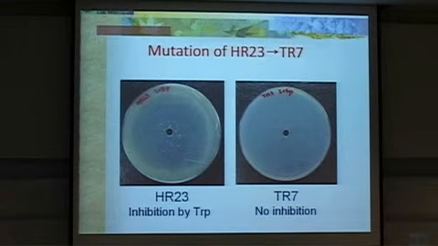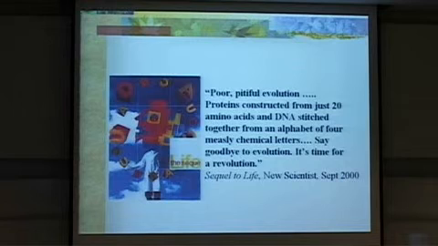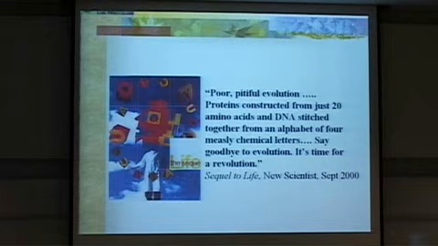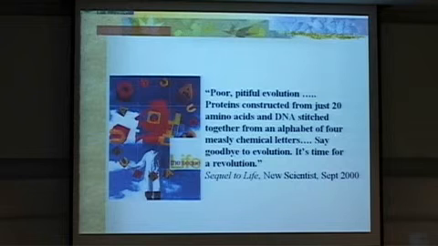So this work has established that the alphabet can change. And in this article in New Scientist, the author says, "Poor, pitiful evolution, and proteins constructed from just 20 amino acids and DNA stitched together from an alphabet of 4 measly chemical letters. Say goodbye to evolution. It's time for a revolution."